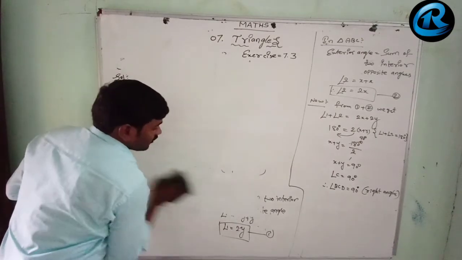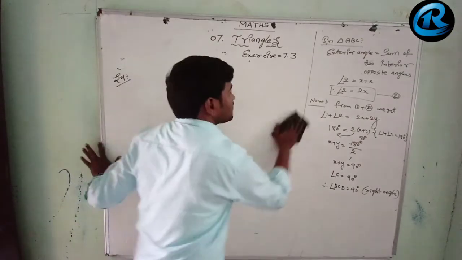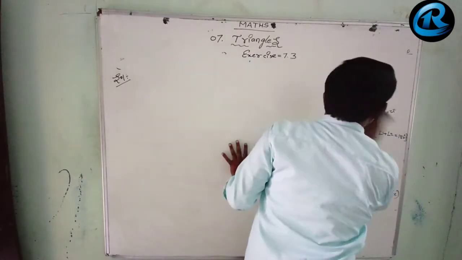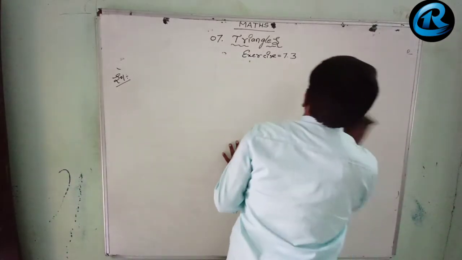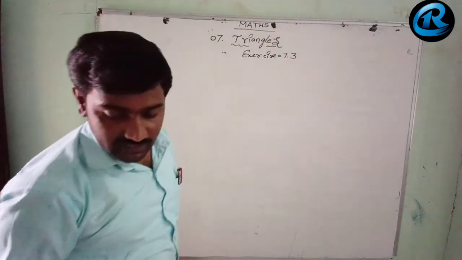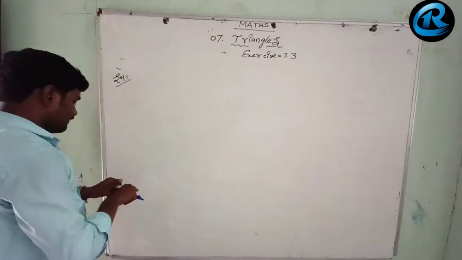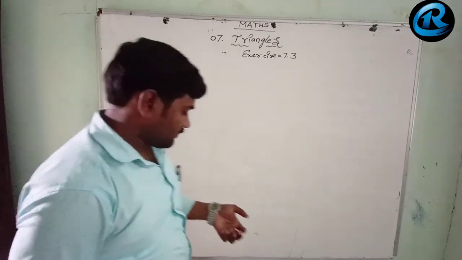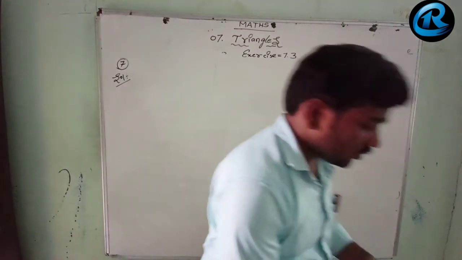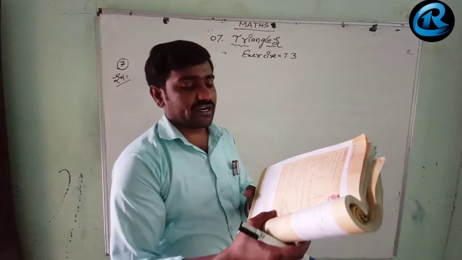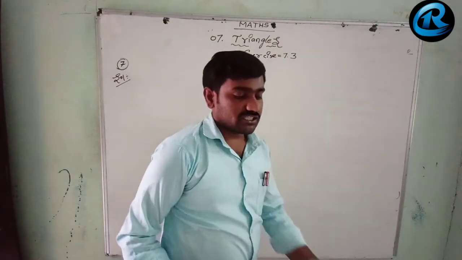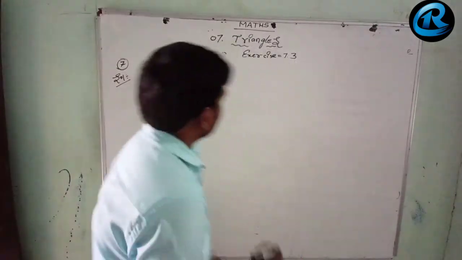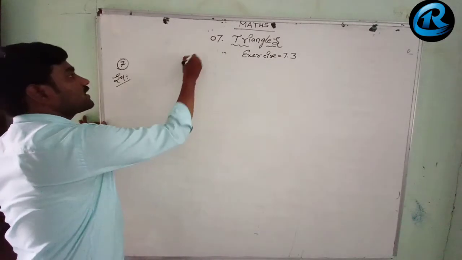Next we go for one more, a very easy problem, that is the 7th one and the last one of this exercise. So let us go for the seventh one, that is: show that the angles of an equilateral triangle are 60 degrees each. Okay, now we go for that directly.